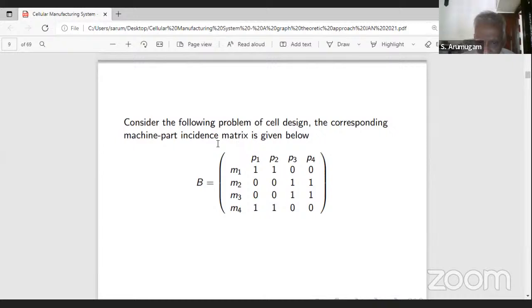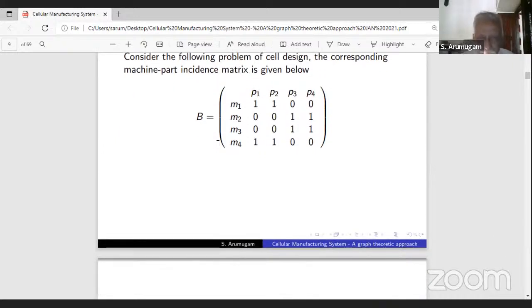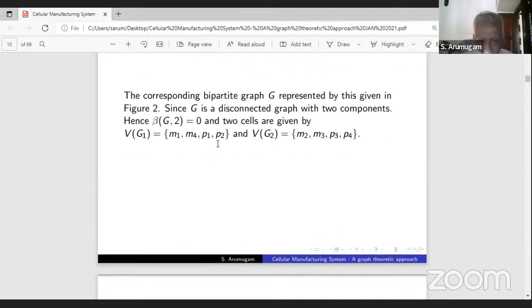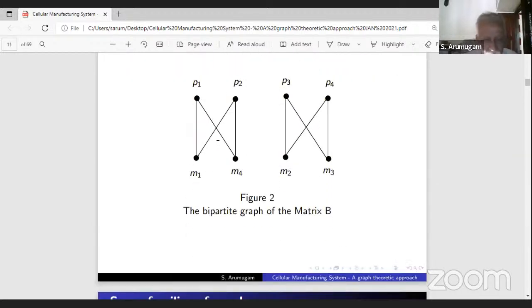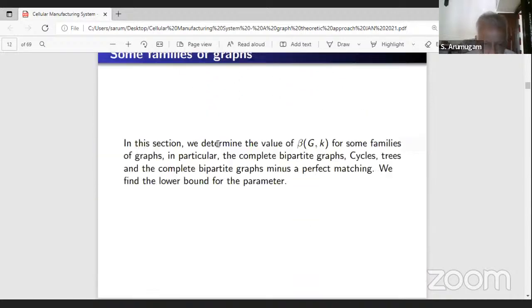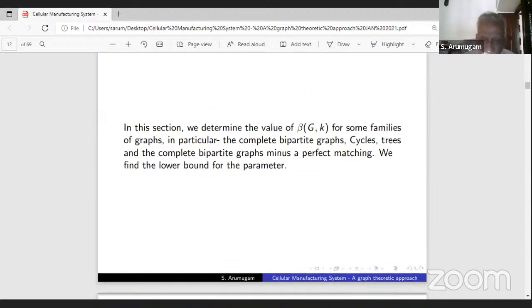For example, if the graph itself is disconnected, beta g comma k is 0, as in this case. So that's a trivial case which we shall not consider. Okay. So now, what is beta g comma k? I have determined this parameter for cycles, trees, and complete bipartite graphs, and any complete bipartite graph minus a perfect matching, K n comma n minus a perfect matching. For this family of graphs, I have determined the value of the parameter.